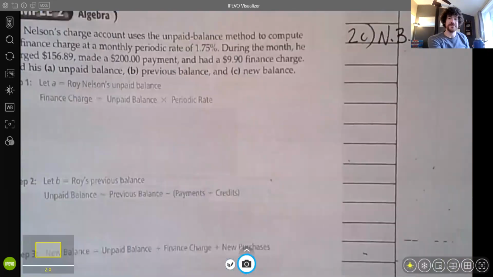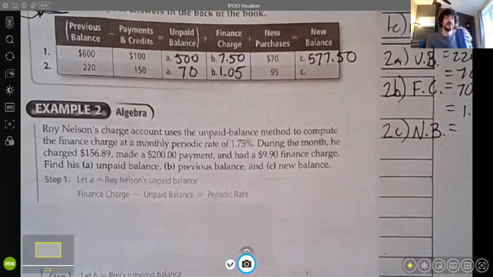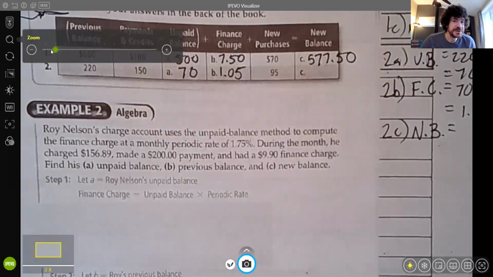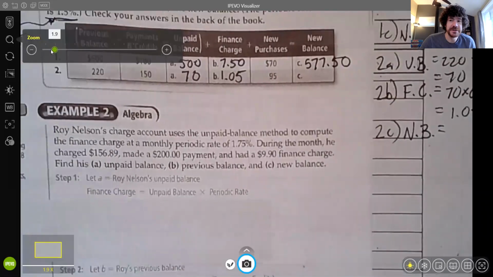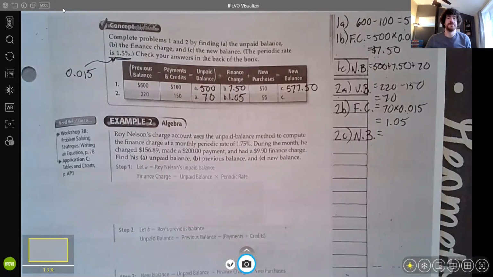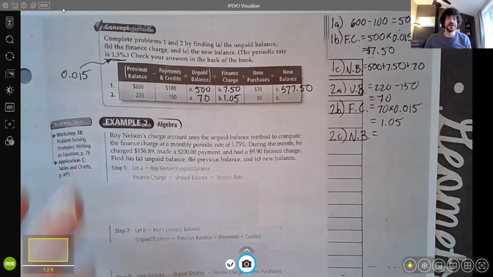Oh, no worries. Let me see if I can zoom in a little bit more. I know it's really small when it's zoomed out, but then when I zoom in, it's like maybe a little bit too much. Let's see if I can get in between there a little bit. There we go. That's better. A little variation there. No problem.